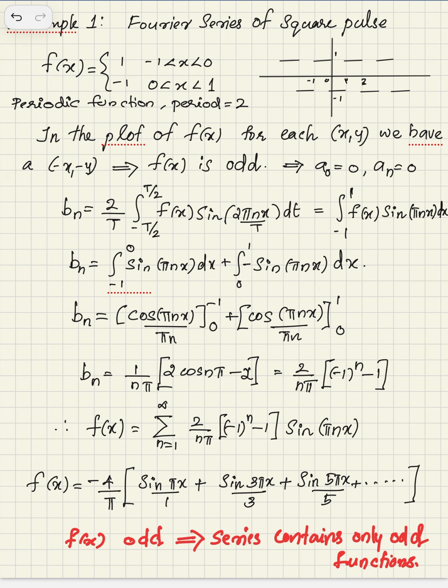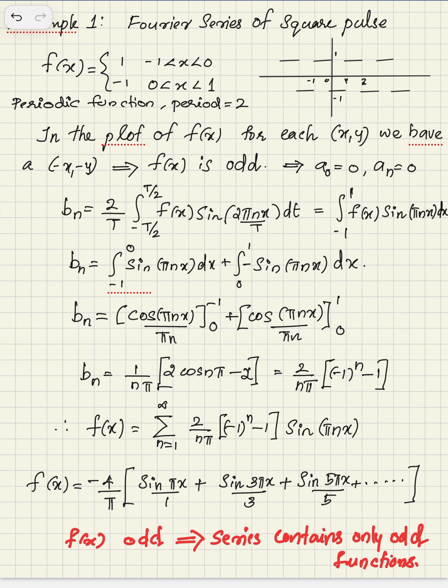Find the Fourier series of a square wave. The square wave is defined as: from minus 1 to 0, it is 1. From 0 to 1, it is minus 1. What is the period of this function? One unit means this portion, and after that it is repeating. So the length of one unit is 2. That is the period of the function.